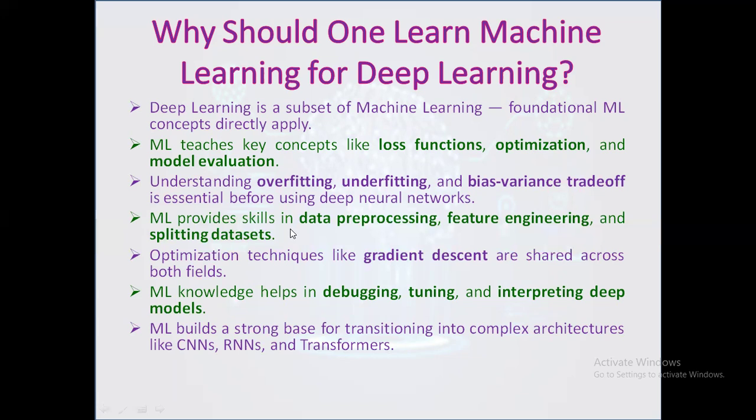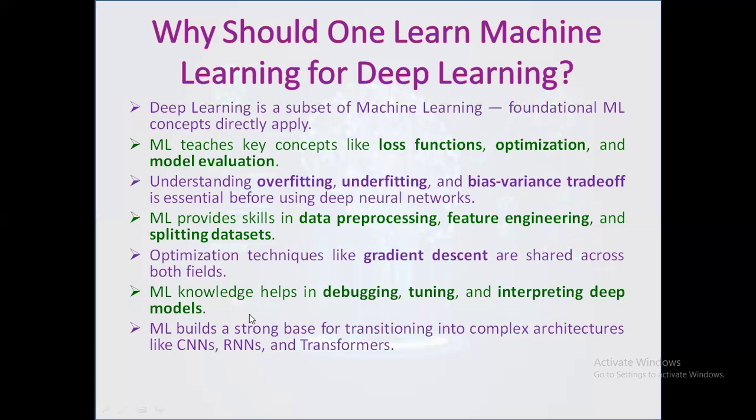The next one is data preprocessing. Machine learning teaches how to prepare raw data before feeding it into a model. This includes cleaning, transforming features, selecting important variables, and dividing the data into training and test sets. These are skills that are equally needed in deep learning. The next one is optimization. One of the most important tools used in deep learning is gradient descent, which is also taught in machine learning. Learning it early helps in understanding how deep learning models adjust their parameters during training.